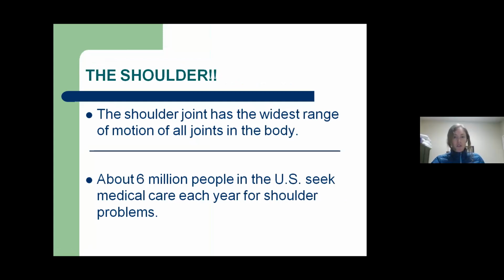Alrighty, so we're going to talk about the shoulder and just some fun facts to start us off. The shoulder joint has the widest range of motion of all the joints in the body. Pretty obvious, right? It goes all the way around, up, down, in and out. The knee only goes one way. So you've got a lot more opportunity for injury with this joint. About 6 million people a year seek medical care for shoulder problems, and it's actually the third most common musculoskeletal complaint in the US. So it's not surprising that so many people have issues.